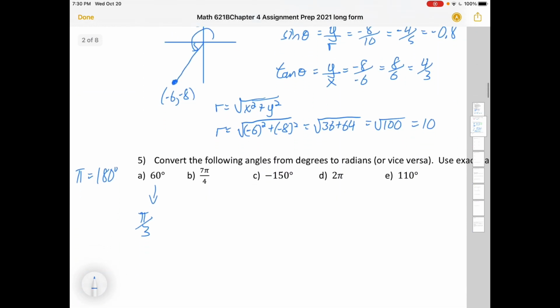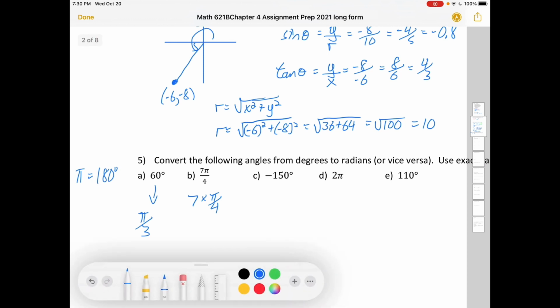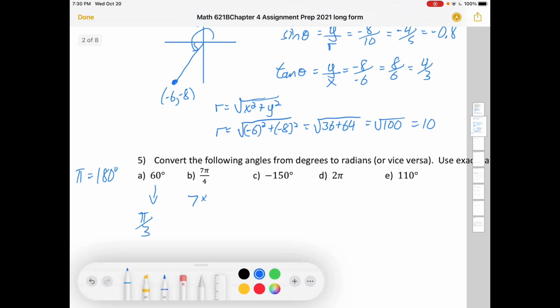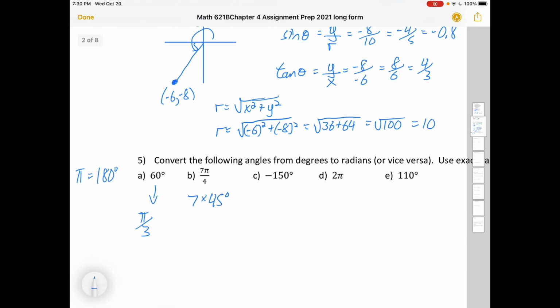Heading back here, 7 pi over 4. How I would think about this is that we've got 7 pi over 4s. Now again, you could go to your unit quarter circle, and it will tell you that pi over 4 is 45 degrees. This is not the only way that you can do these conversions, but I think it's pretty slick. If you can get them to relate back to common angles, it goes quickly.